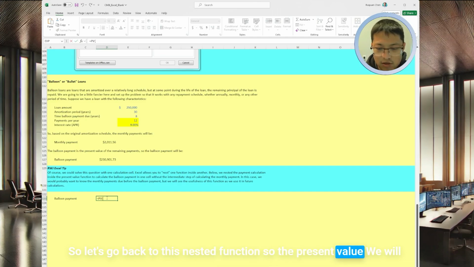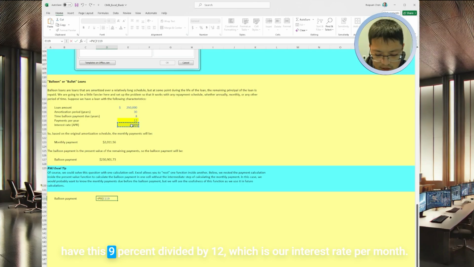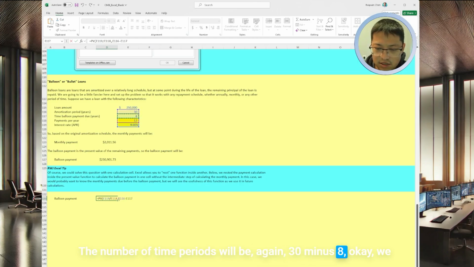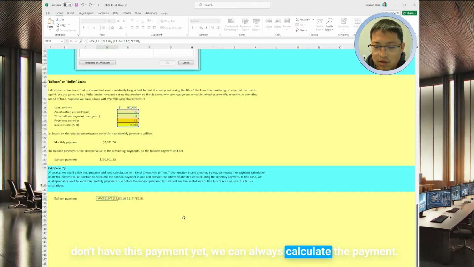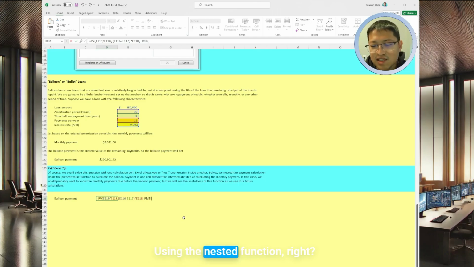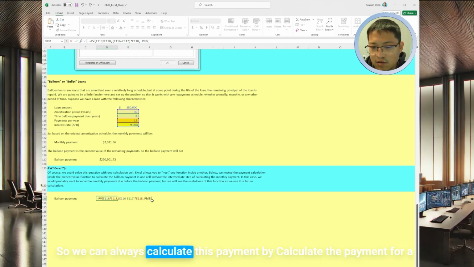So for the present value, we will have this 9% divided by 12, which is our interest rate per month. The number of time periods will be, again, 30 minus 8. We put the parentheses here, times this 12, okay? And the payment, if we don't have this payment yet, we can always calculate the payment using the nested function, right? So we can always calculate the monthly payment for this loan.